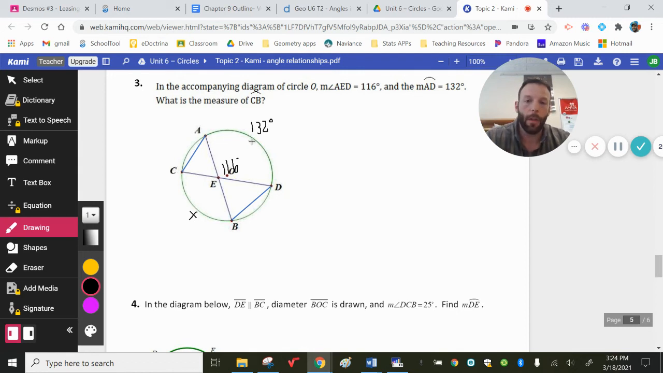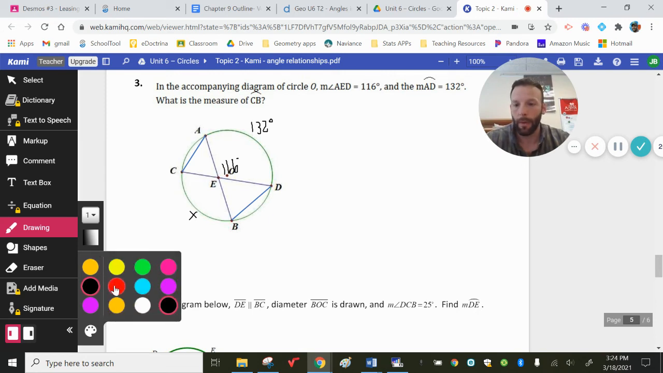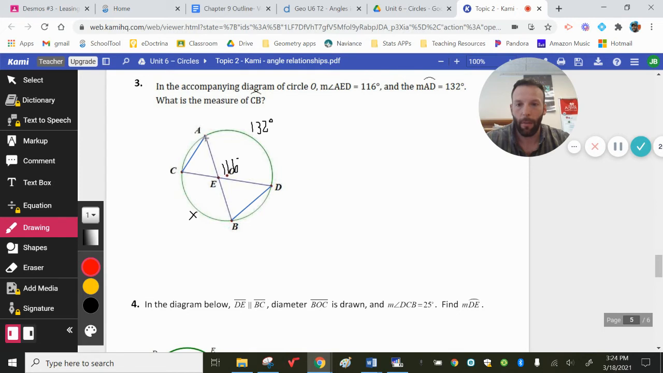Instead, I'm going to look for other relationships that I do know have to be true about this circle. So I'm looking for inscribed angles, and I'm looking for linear pairs, and I'm looking for triangles. Well, I can see that I've got some triangles, but I don't have any angles within those triangles yet. What I do, however, see is that point A is on the circle, point C is on the circle, point B, point D, all four of those points are on the circle.